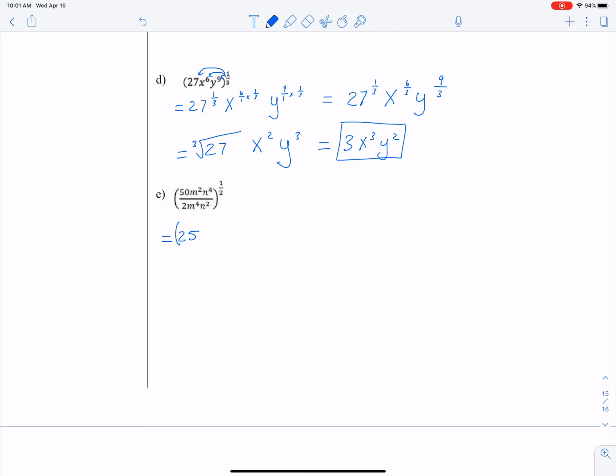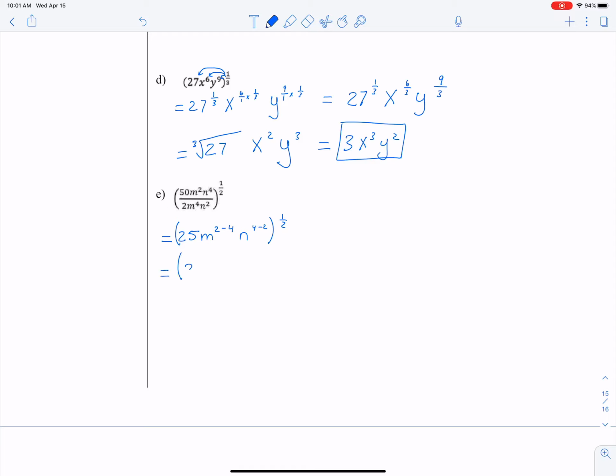Keep the brackets. Now I have m to the 2, and I'm going to find another m. There's one on the bottom. So because it's on the bottom, that means we're dividing. So we're going to subtract, minus 4. We have n to the 4 minus 2. This is all to the 1/2. So we'll deal with that in a little bit.